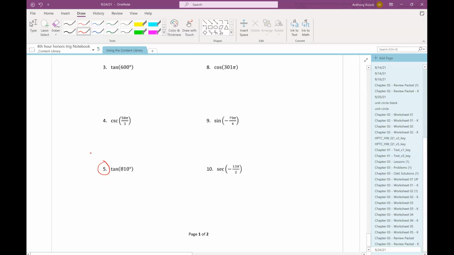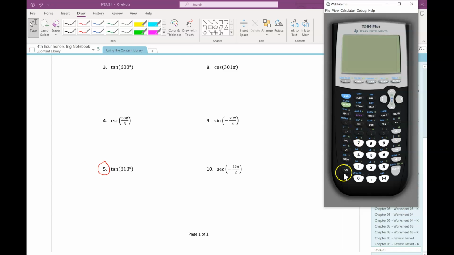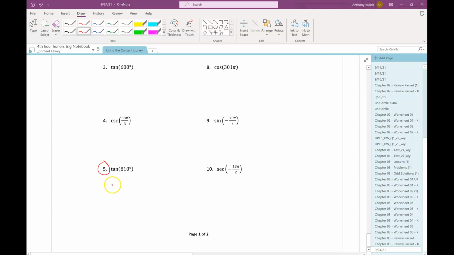Sure. So again, what I notice is 810 is not a unit circle angle measure, so I'm going to find something coterminal to it. I can do that numerically or visually. Numerically, I'm going to take the 810 and keep subtracting 360 from it until I get a number between 0 and 360, because those are my unit circle values. So that's the same thing as 90. You good with that?